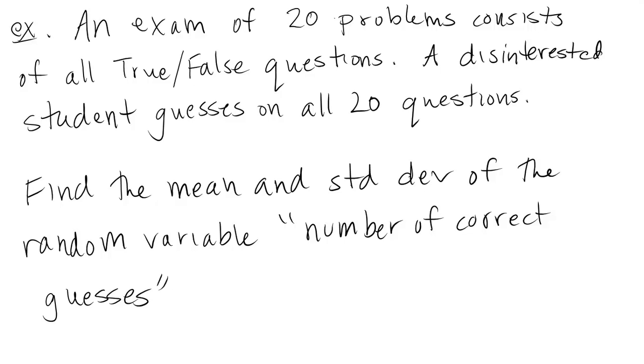This is a binomial random variable because we have a fixed number of trials. The exam has 20 problems on it. And in each case, you have one of two possibilities. Either the student guesses right or the student guesses wrong.